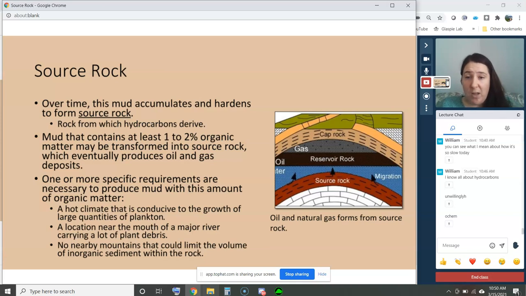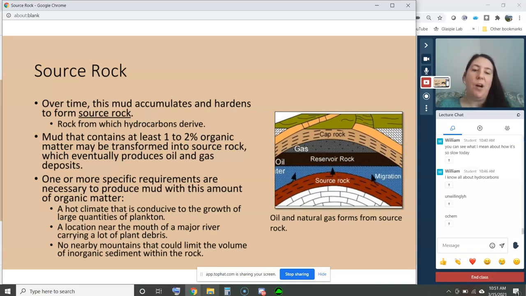So the mud that accumulates this way, over time it accumulates and hardens to form source rock. Source rock is formed from mud that contains at least 1 to 2% organic matter. And the source rock is the rock from which the hydrocarbons can be derived. So this rock will eventually produce oil and gas deposits.